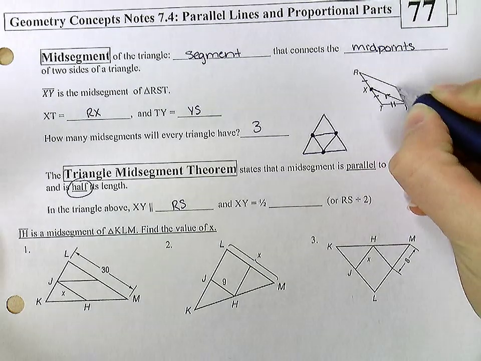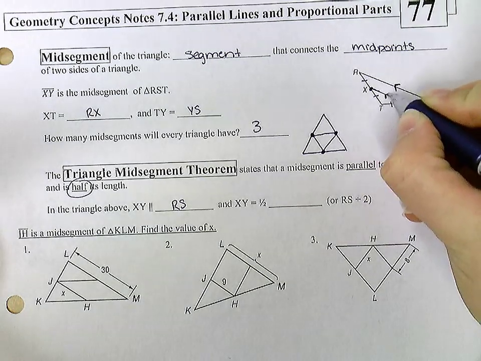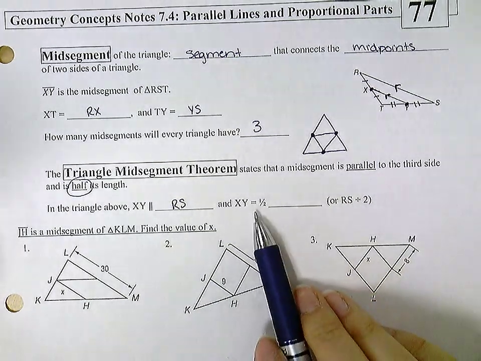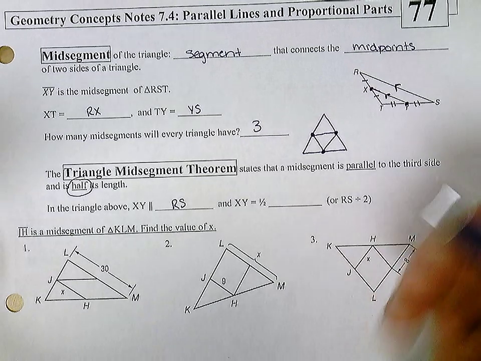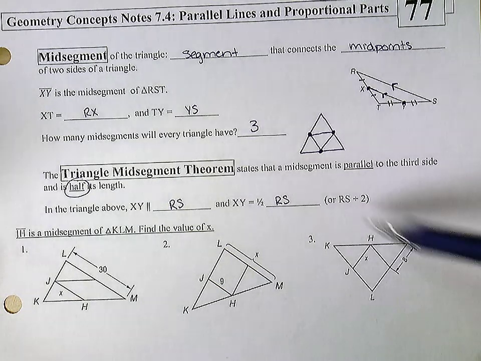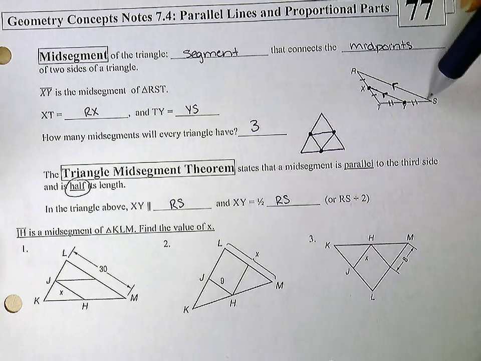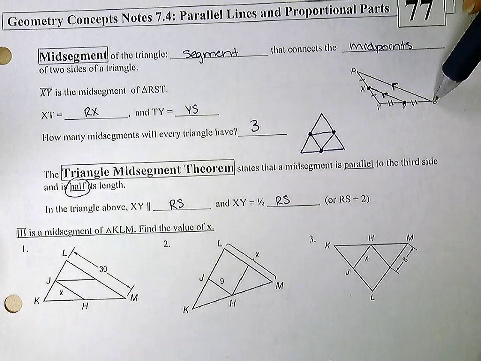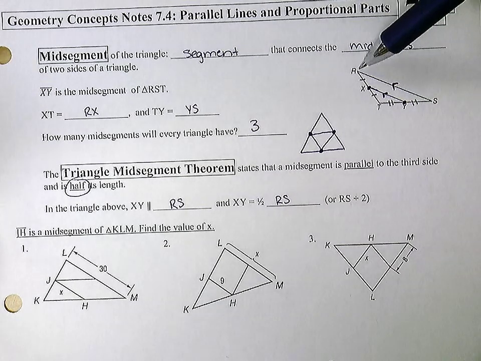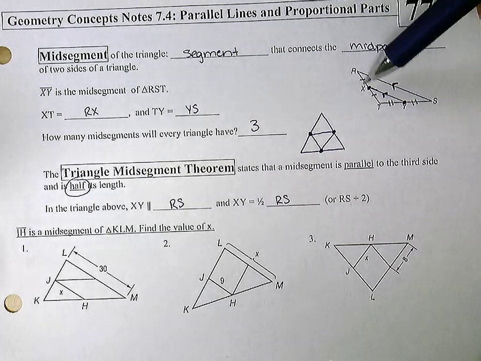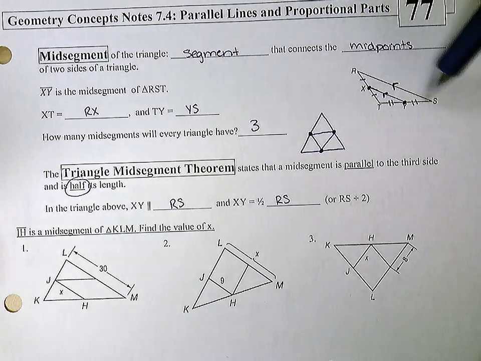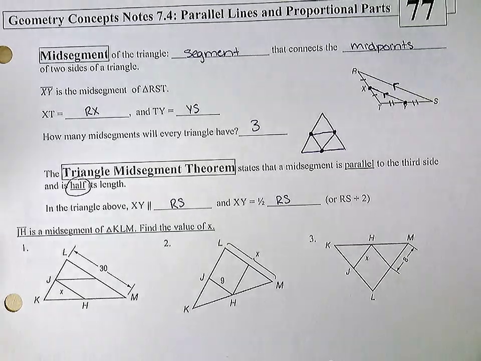Okay, so these are parallel. That's what those arrows indicate. And XY would then equal 1/2 of RS. Or you could take RS, that entire bottom length, and divide it by 2 in order to get your mid-segment. So you just need that bottom length of the triangle, the one that's parallel to the mid-segment, and divide that by 2 to get your mid-segment.